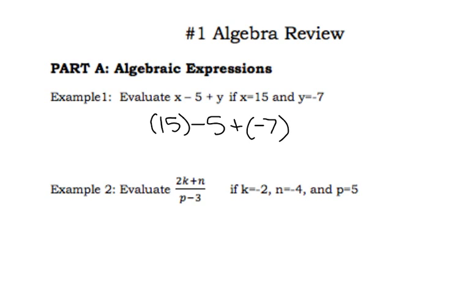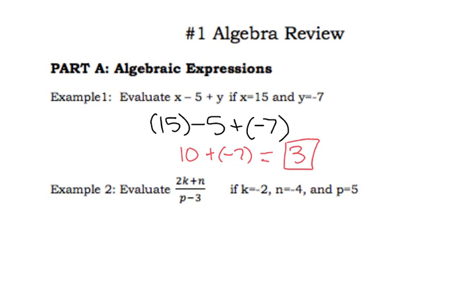And then obviously here we would make sure that we follow PEMDAS. Okay, order of operations is important. So let's see what we get. 15 minus 5 gives us 10 plus -7. So 10 plus -7 leaves us with an answer of 3.